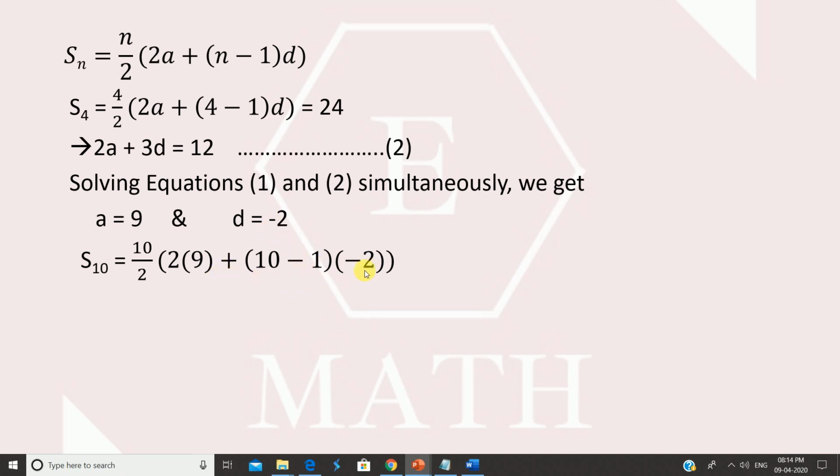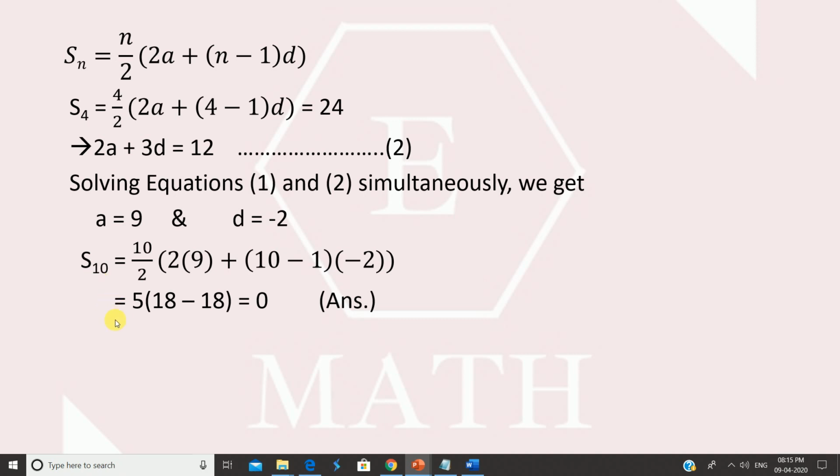So substituting here and on simplifying, we get 10 by 2, which is 5, and 2 into 9 is 18, and 10 minus 1 is 9. 9 multiplied by minus 2 will give us minus 18. So 18 minus 18 is 0. 0 multiplied by 5 is again 0 here, right? So 0 is the sum of first 10 terms of this AP.